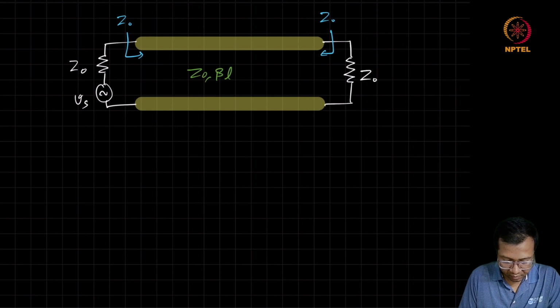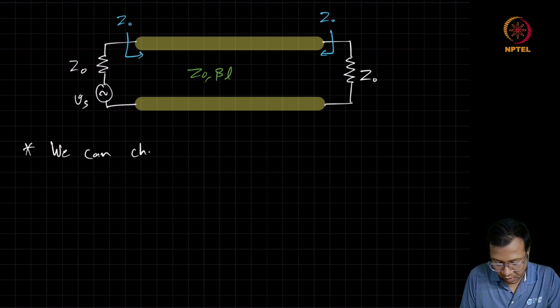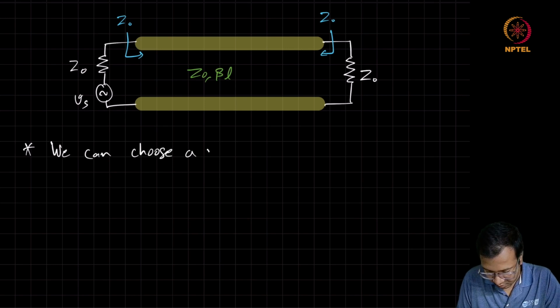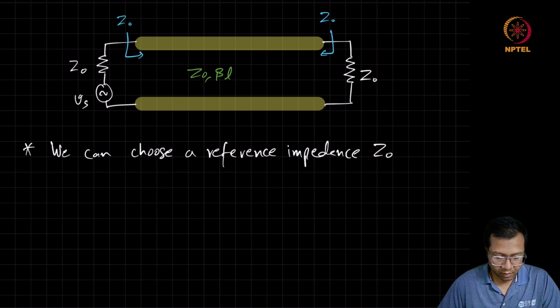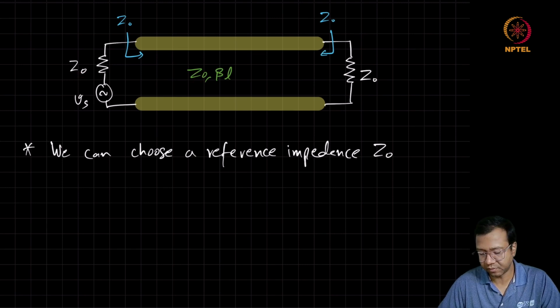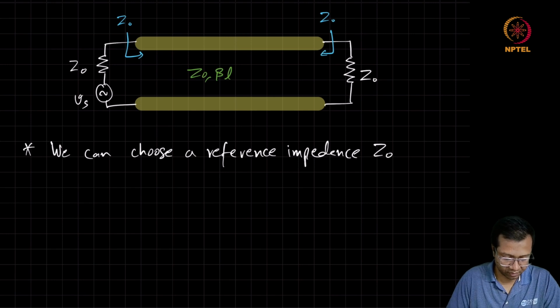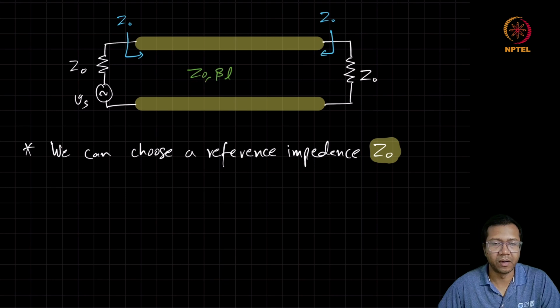Now the question is, if we choose a reference impedance Z0 such that all the load and sources as well as the transmission line are designed for a given known reference impedance, what should be the optimum choice of such a reference impedance? The choice of reference impedance mainly gets decided by the properties of the transmission line.